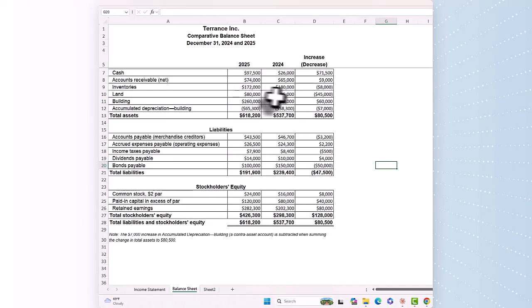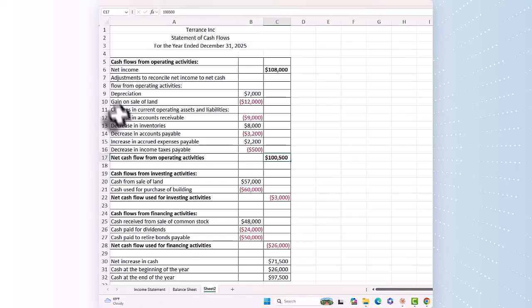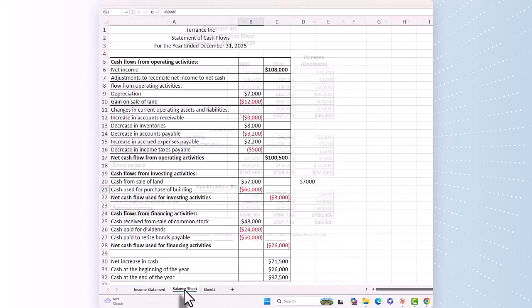Well, it proves out here in our balance sheet that we did sell land. We had $125,000 in land in the previous year, and we ended up this year with $80,000. So that is down $45,000. Come back here to our statement of cash flows. So we had a $45,000 change in the value of our asset. It went down, but we also had that $12,000 gain. So we're going to figure that in as well. And then cash used for purchase of the building.